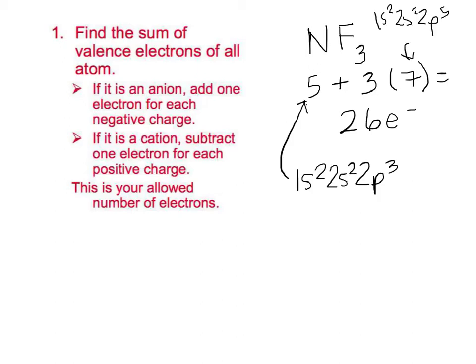To review this, nitrogen has 5 valence electrons. We look at just the S and the P electrons. We add up the S electrons and the P electrons, and that's where we get our 5. Fluorine's electron configuration is 1s2, 2s2, 2p5. When we add up these electrons, that's where we get the 7. Again, the 26 electrons that we get from adding up the valence electrons is how many electrons we're allowed to use in our structure.